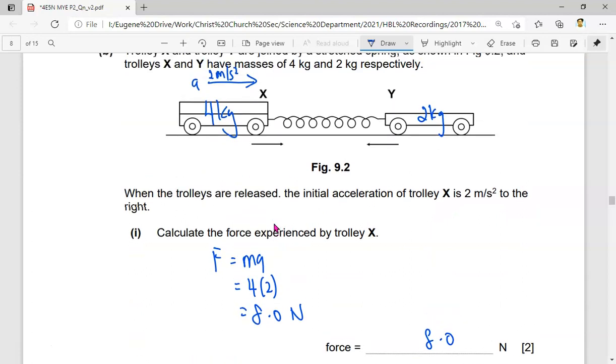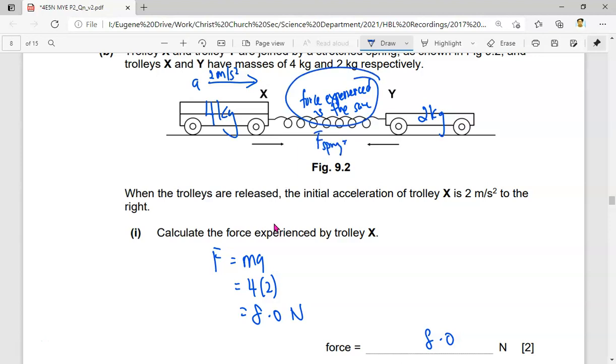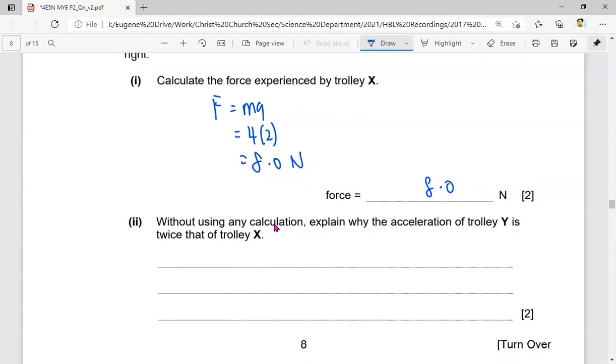Okay, key idea here, because both of them are connected by the same spring, hence the force experienced is the same. The force experienced by X is because of the pull of the spring. Y is also by the pull of the spring. And do take note, because it's the same spring, the force experienced by both of them, or the force of the spring, is the same. Okay, force of the spring is the same. So without using any calculation, explain why acceleration of Y is twice that of X.